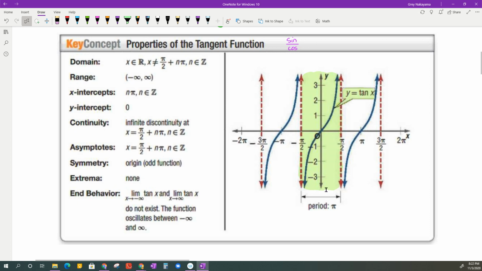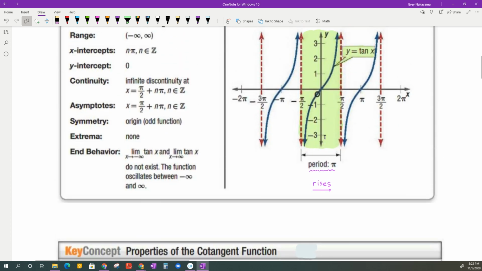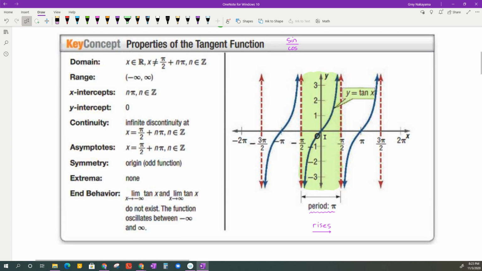What I've highlighted in green is what you might consider the easiest period to remember of the parent function. What you want to know about the tangent function is that the period is pi, and that the graph rises as you go from left to right. So when I start here, this is going to rise. You're going to see different: the cotangent is going to fall. That makes it an easy way to figure them out.